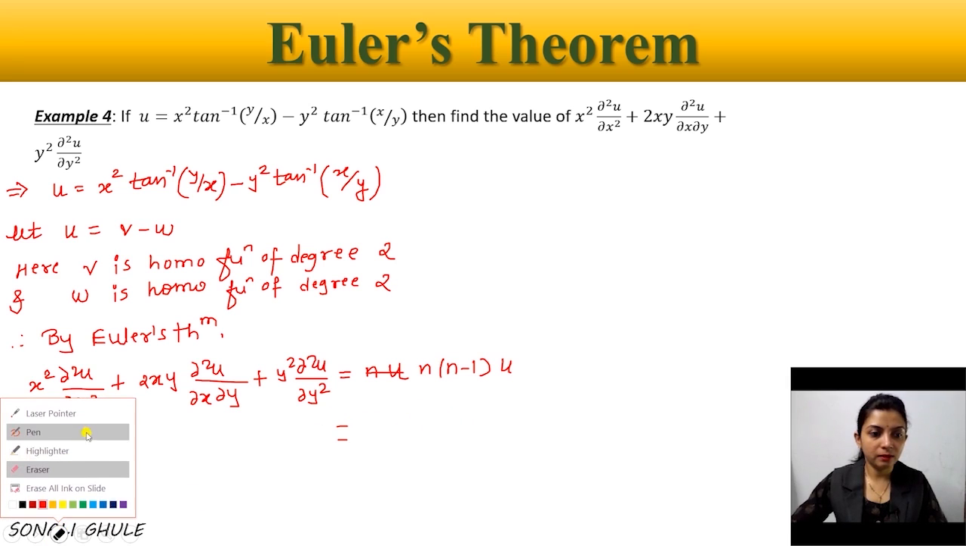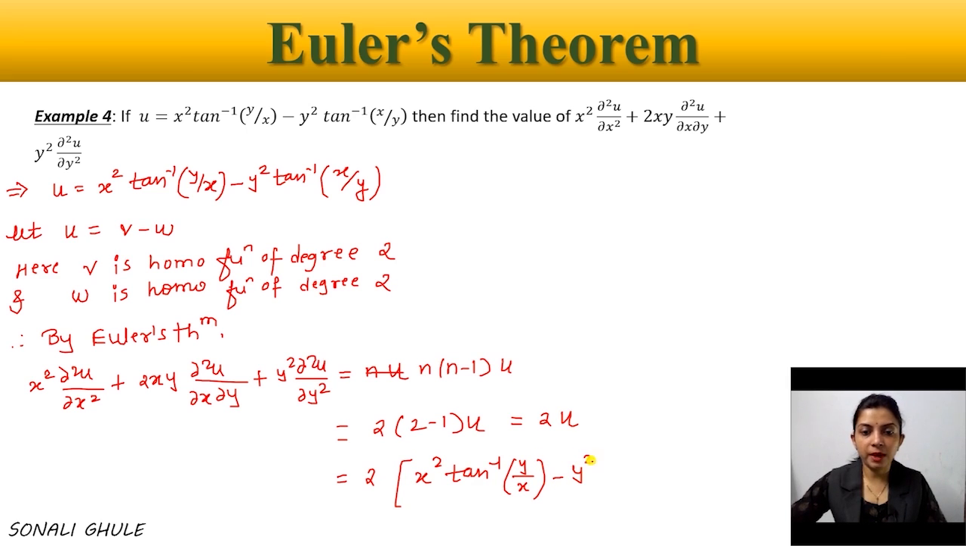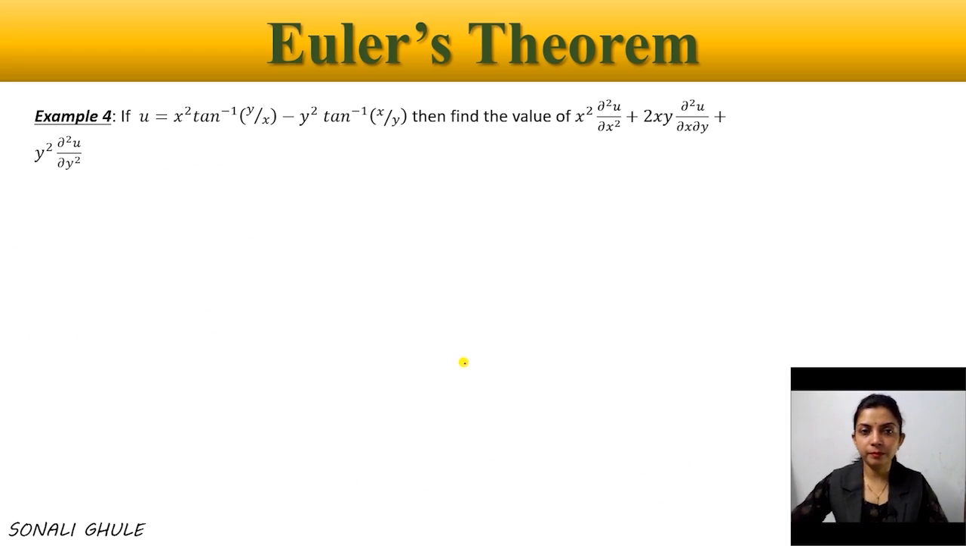So we can write, what is n? 2 in bracket 2 minus 1 into u, which is 1, and the same thing we are getting here, same answer, that is 2u. And here you can write the value for u also. So it will be x square tan inverse y upon x minus y square tan inverse x upon y. So that is your final answer. I hope you all understood the example. Let's have a next example on the same Euler's theorem.